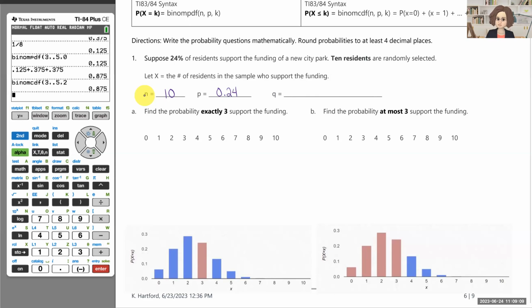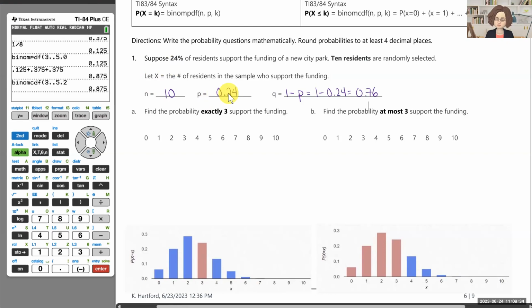And now q would be the probability of a failure, so the probability they do not support funding the new city park. So q will be the complement of p. q is always 1 minus p. So 1 minus 0.24 will be 0.76. If 24% of residents support the funding, 76% of residents do not. Now, we're not going to need the q right now, but we will later. So just good to keep what the p and the q are in mind.